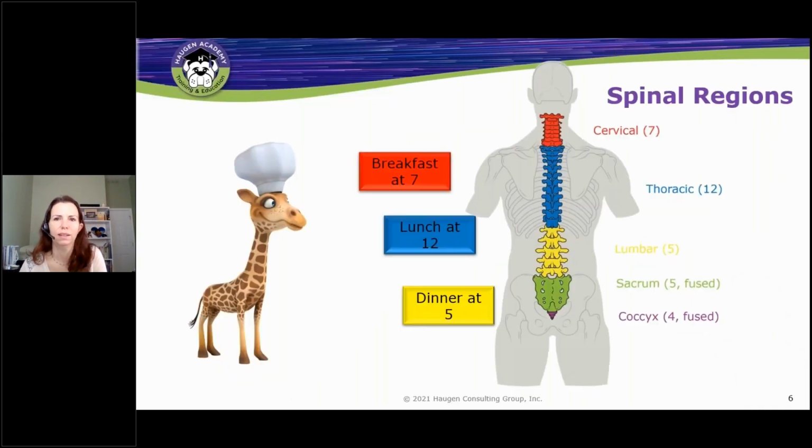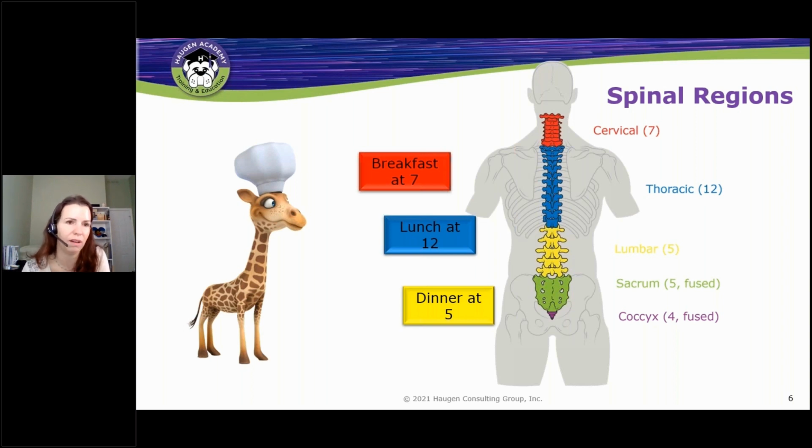Thank you, Christy. This first slide gives us the basic foundation that everyone needs to understand: the spinal regions. We have the cervical spine that starts at the top. There are 7 vertebrae. Then the thoracic spine, which has 12. The lumbar, which has 5. And then you have your sacrum and coccyx, which do have vertebrae, but they're fused into one solid bone.